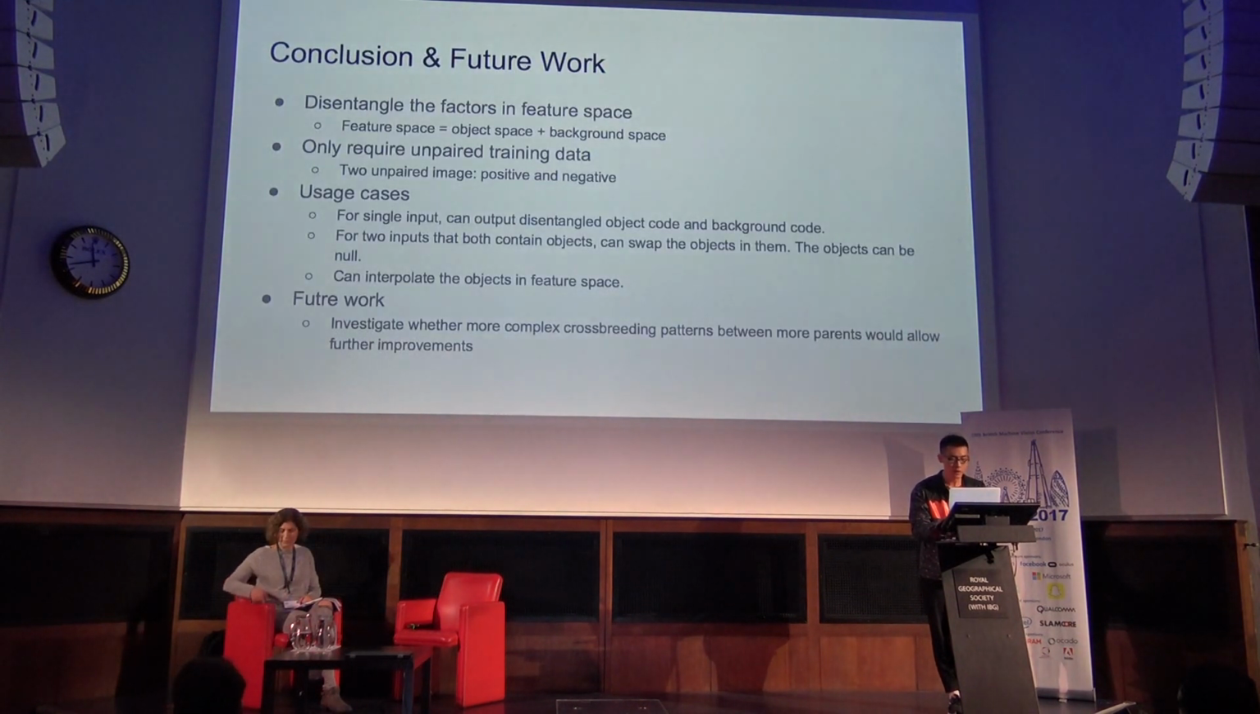Here we summarize our work. GeneGAN is a method to learn to disentangle the vector in feature space into two sets, one for object and one for background. The training data consists of positive and negative sets, which helps to characterize the object. The trained GeneGAN model can be applied to several tasks, including removal of objects, swapping of objects, and interpolation of objects.